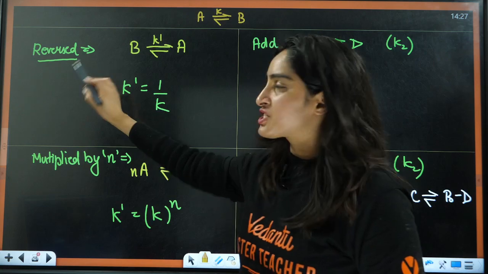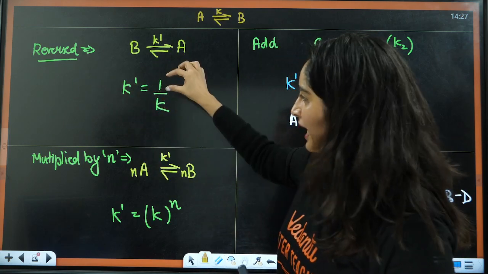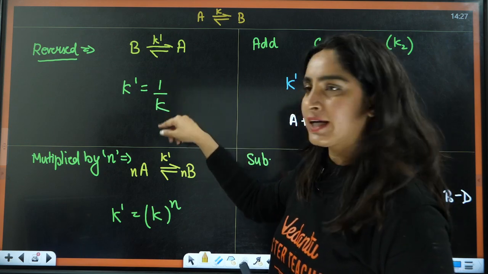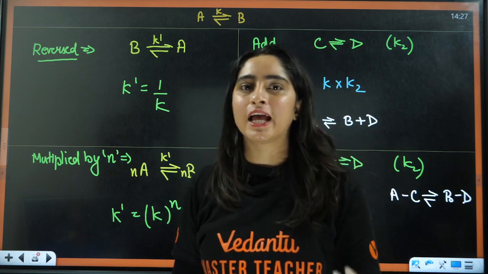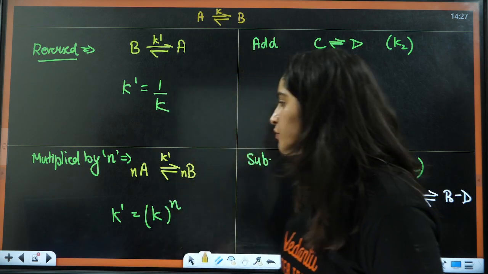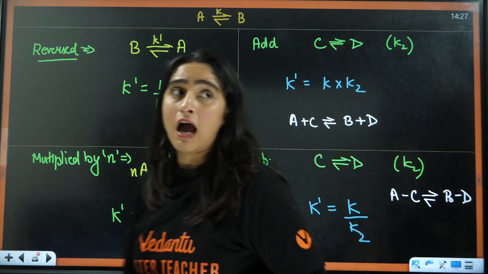So if you want to reverse the reaction, the K will also be reversed. That means 1 divided by the initial K, right? If you multiply the reaction by n, and n can be half, n can be 2, n can be any value, then K is just raised to the power n.